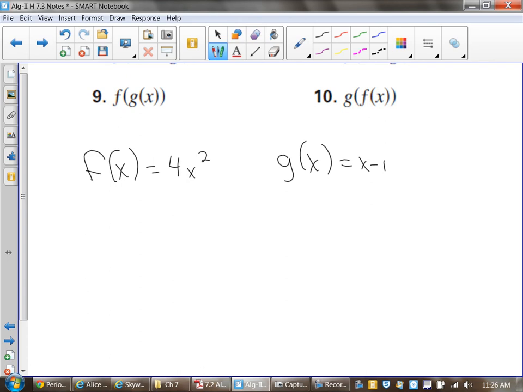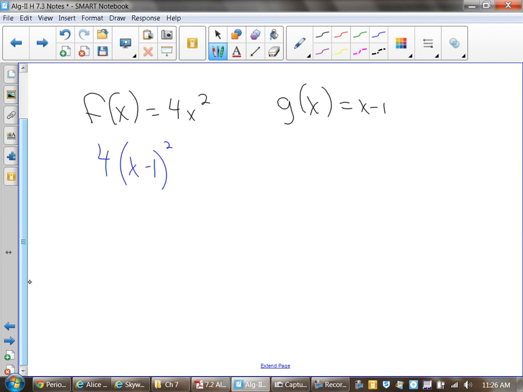Again, as you get into this, f of g of x, you're taking the 4 and substituting x minus 1 quantity squared. That means it's 4 times x squared minus 2x plus 1, which is 4x squared minus 8x plus 4. Remember, junk squared is junk times junk, ladies and gentlemen.